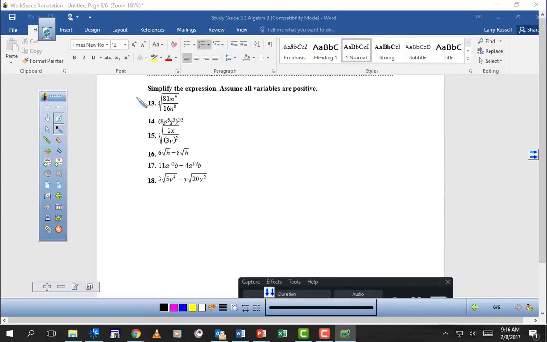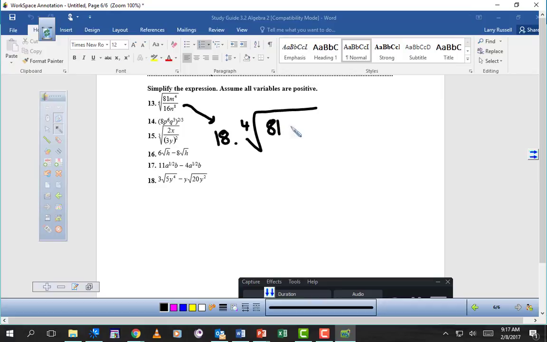Okay, let's go over a couple more of these harder problems on the study guide. This one, for example, by the way, if you haven't tried this yet, just go ahead and pause the video and try it first, and then see if you get the same result I get. What we have on number 18 is the 4th root of 81 m to the 4th 16 n to the 8th.